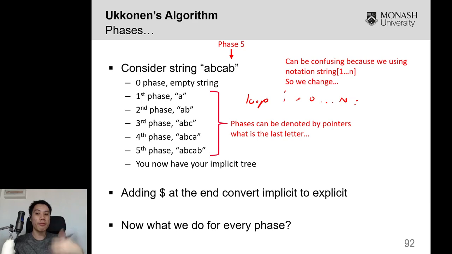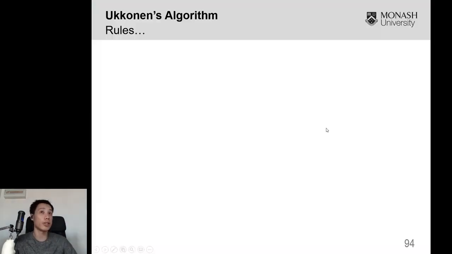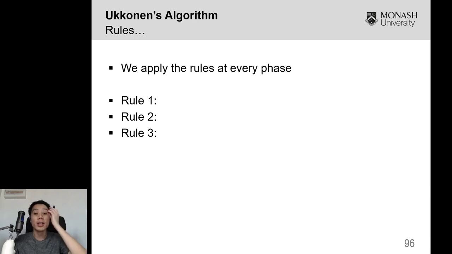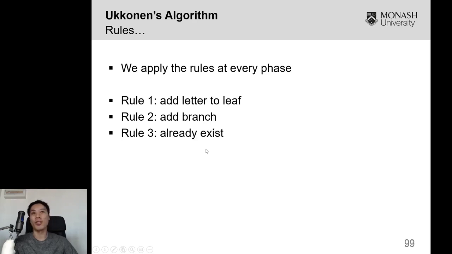You're doing one phase at a time, and every phase is performing some form of computation. So at every phase, we are going to apply rules. In Ukkonen's algorithm, you're going to have 3 rules. I know you have watched your lecture by Anuja or by Taylor or by whoever your lecturer is. I'm now going to simplify it with the following.